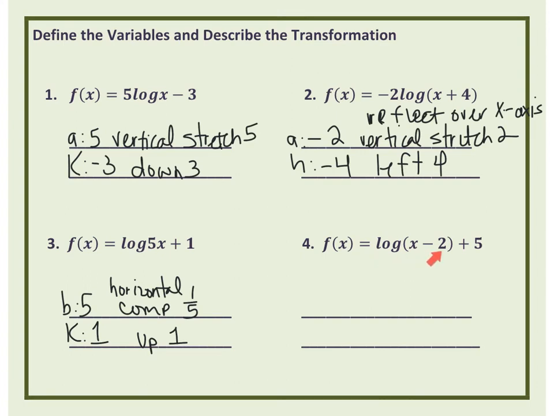Number 4, this 2 is inside the parentheses. That is an h value of a positive 2. So the graph is going to the right 2. That 5 at the end is not in parentheses. That is a k value of 5. That means the graph is going up 5.